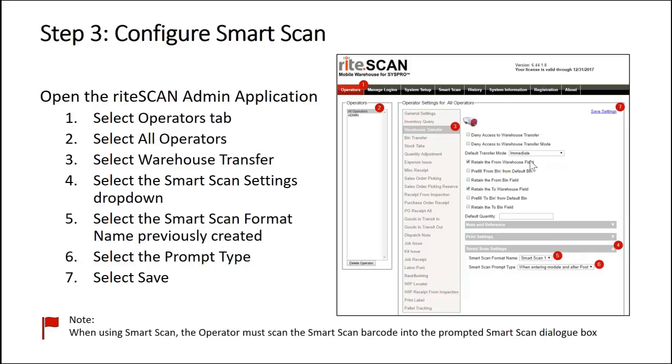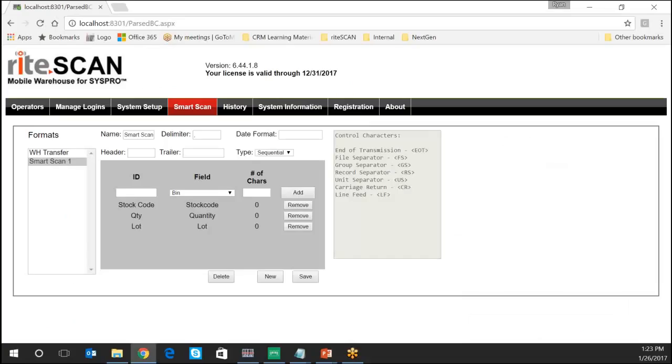So if there's a warehouse that has some SmartScan labels and some not, you can leave it as manual so that it's not always prompting them each time. So there's a few different options for how you want to apply it to your specific operations as you're going through the different phases. So let's actually go in now to the riteSCAN admin and apply that as well.